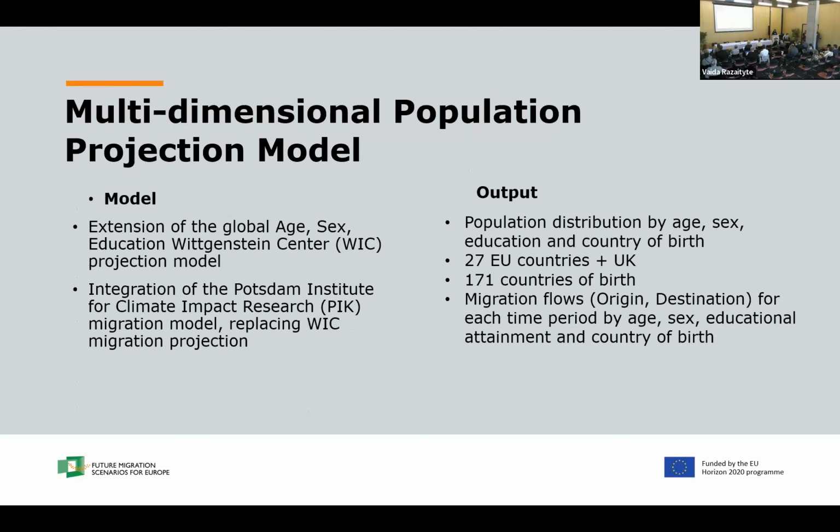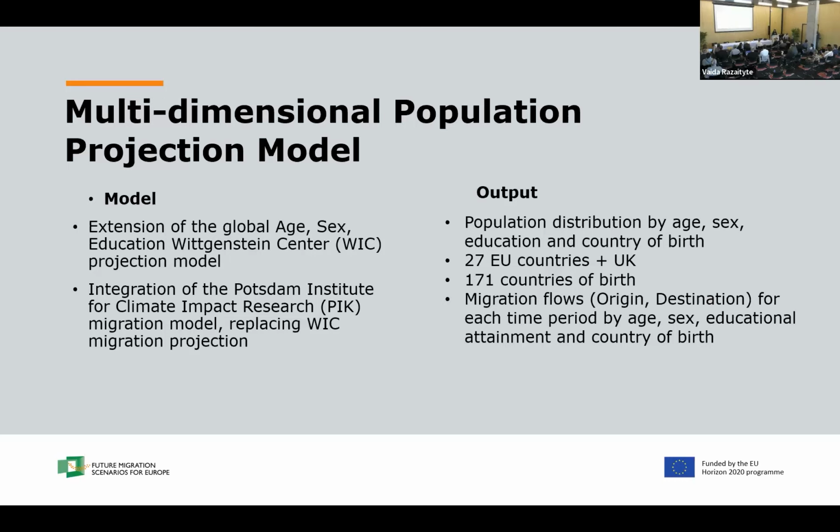So the model is an extension of the already existing Wittgenstein Center model, which is only by age, sex, and education, if we added the country of birth. And then it was coupled and integrated with the migration model done by Pick, Lucas, replacing the IIASA migration projections. The output of the projection was the population for the EU countries by age, sex, education, and country of birth, but not for the rest of the world. In total, there were 171 countries of birth in the data.